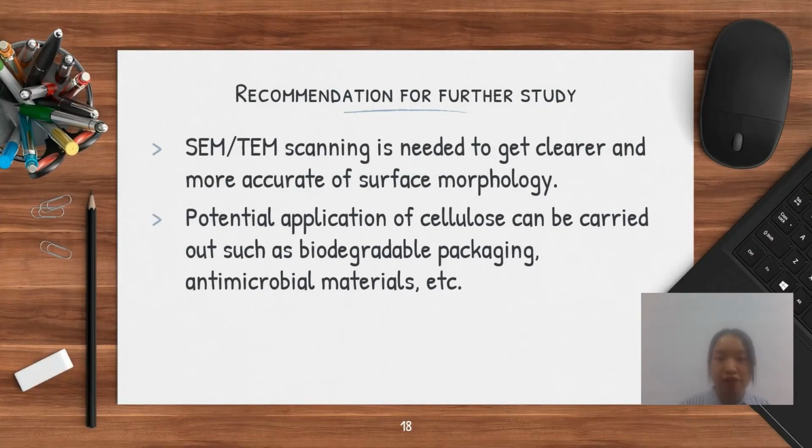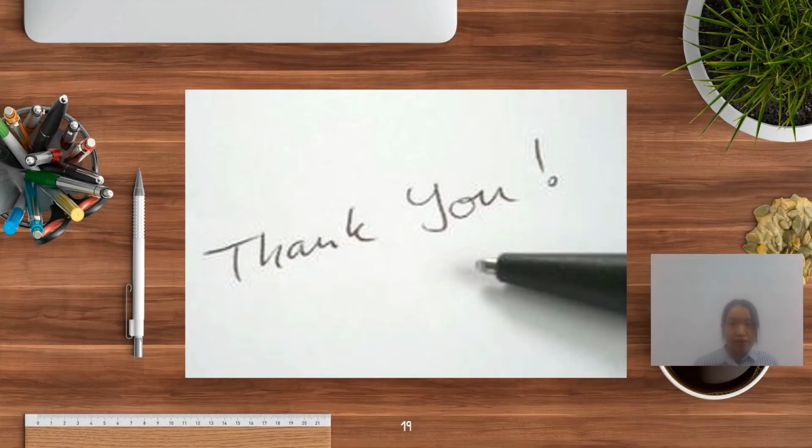Recommendation for further study. SEM or TEM scanning is needed to get a clearer and more accurate result for surface morphology. The potential applications of cellulose can be carried out, such as biodegradable packaging and antimicrobial materials. That's all for my presentation.